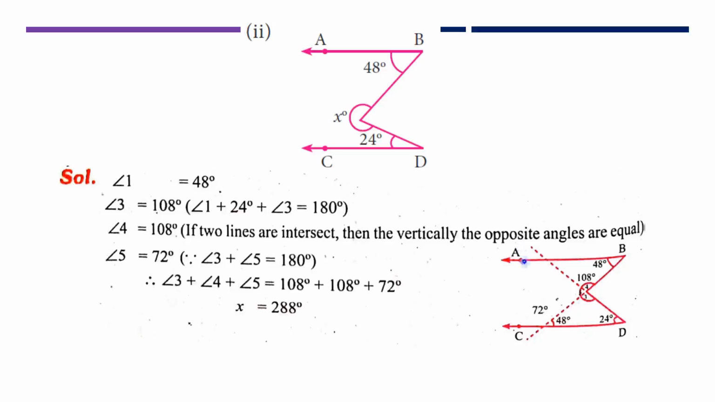But this AD line and BC line are intersecting lines. How to mark here this angle as 1? Here this B angle and this C angle are the alternate angles. For parallel lines, alternate angles are always equal. So this angle 1 is 48 degrees.